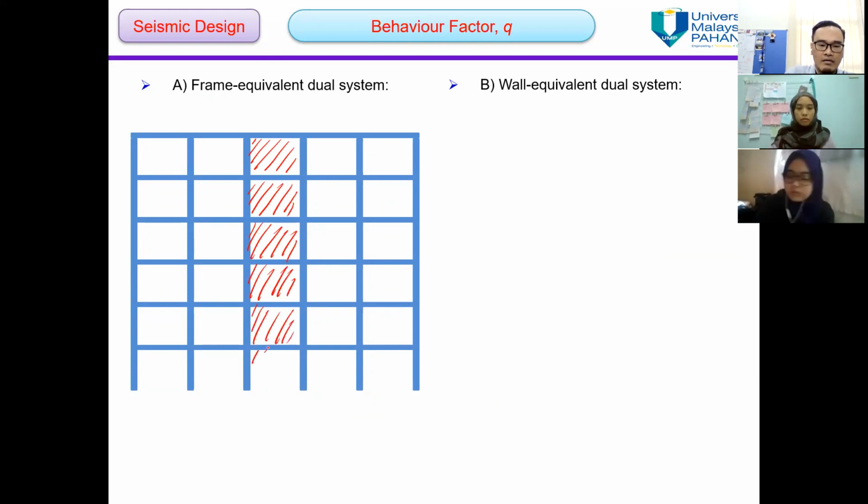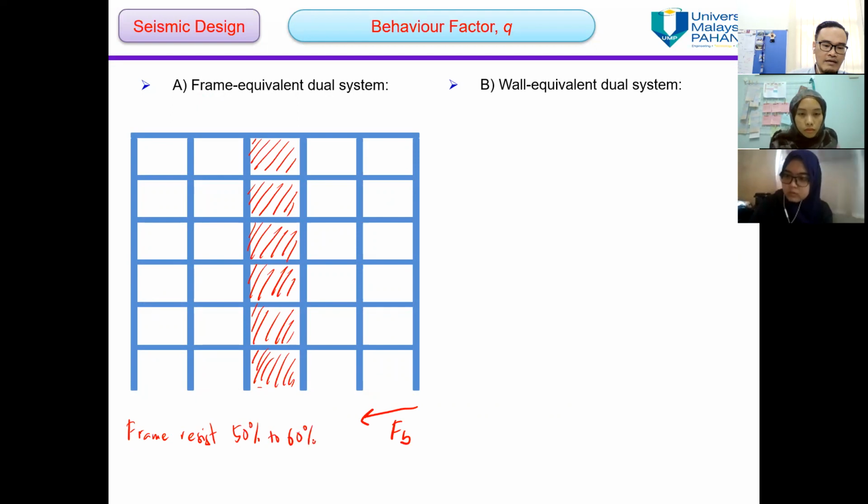However, the wall only covers less than 50% of the base shear force. Let's say this is the base shear force, FB. The frame resists 50% to 60% or 65% of FB. This means the majority of the forces is resisted by the frame system, by the column and by the beam, where the wall only covers around 35% to 50%.